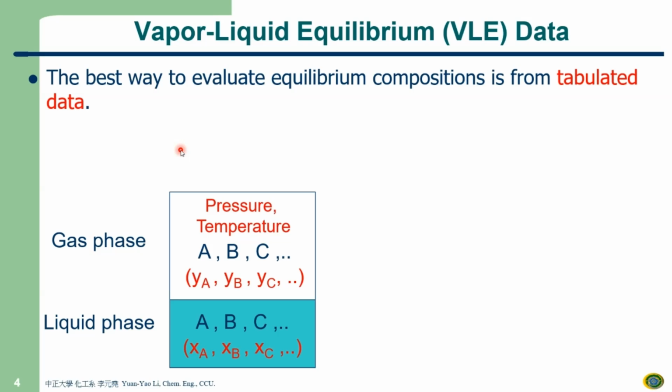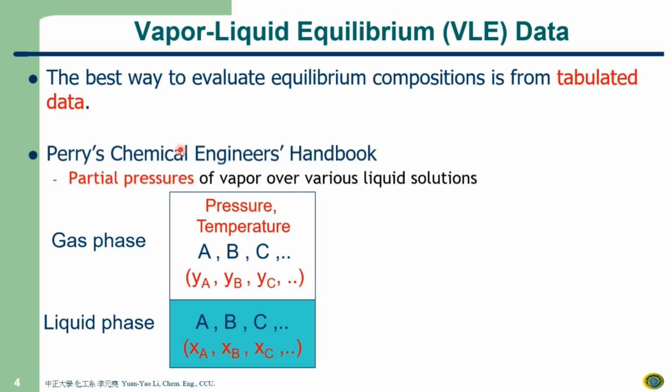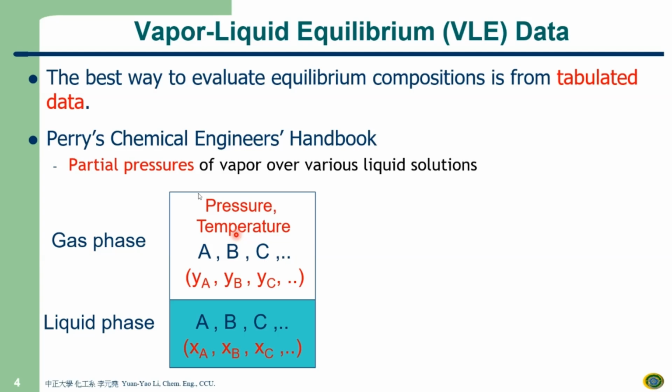You have different pressure and different temperature, and you understand this data is from many scientists or engineers who did a lot of experiments and got this data, right? You can find this kind of data in Perry's Chemical Engineering Handbook. This is our Bible, remember, for chemical engineers. The important thing is to find the partial pressures of the vapor over various liquid solutions. I'm going to show you an example.